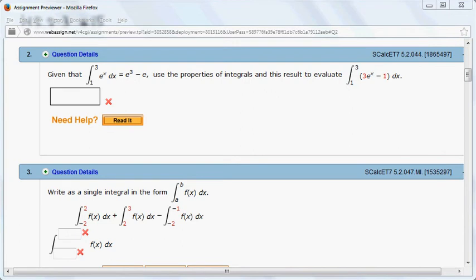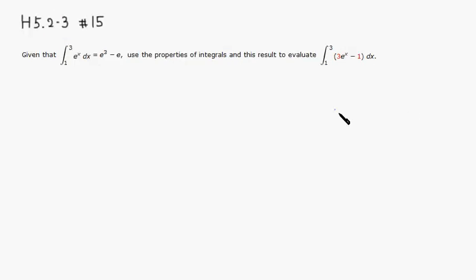All right, let's look at homework 5.2, 5.3, problem number 2. We have this given definite integral, and we want to evaluate it. So let's do that. First thing we do is we know how.